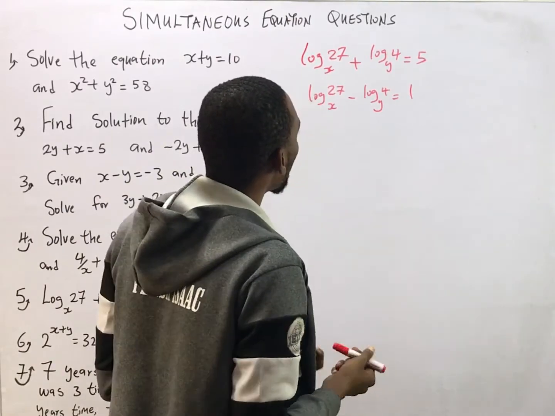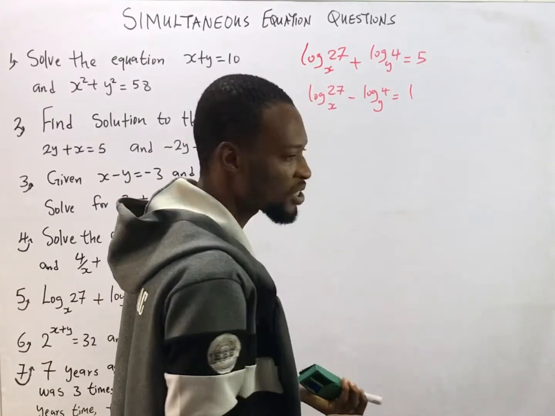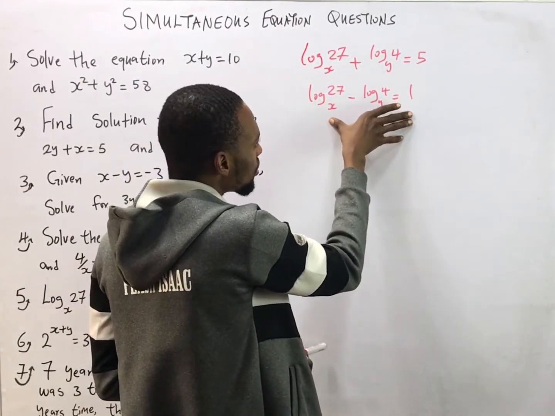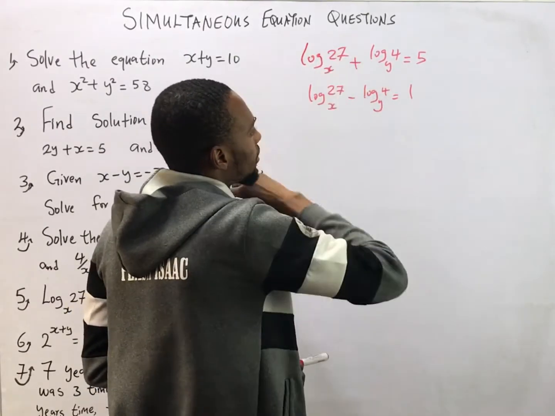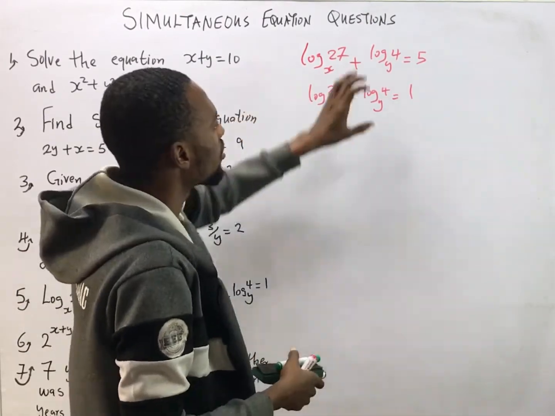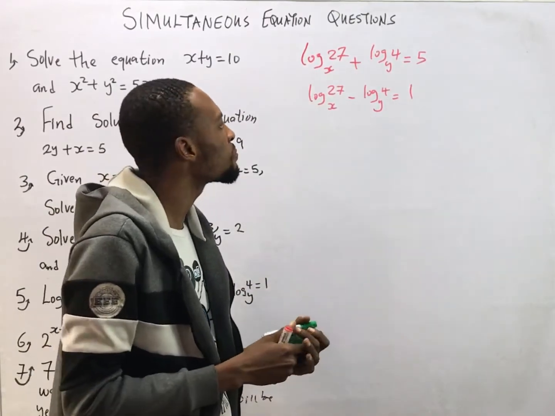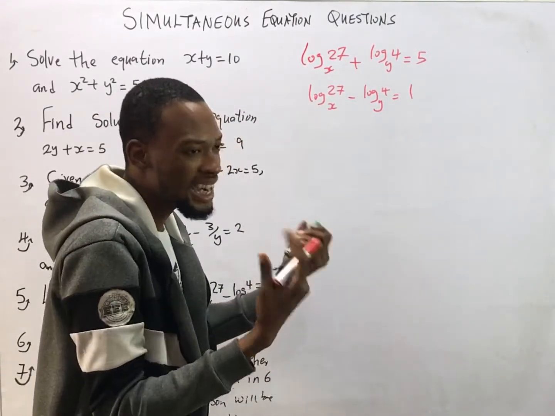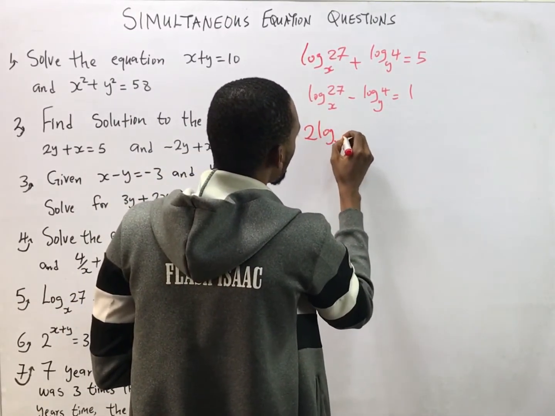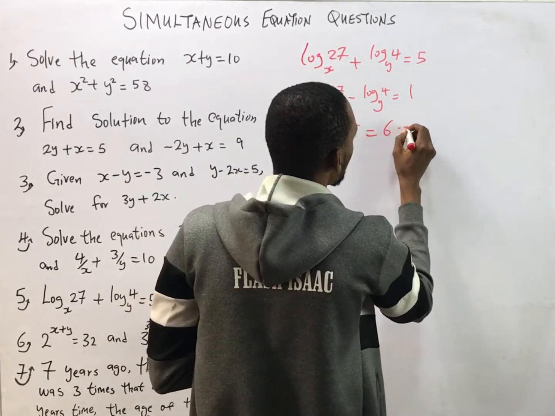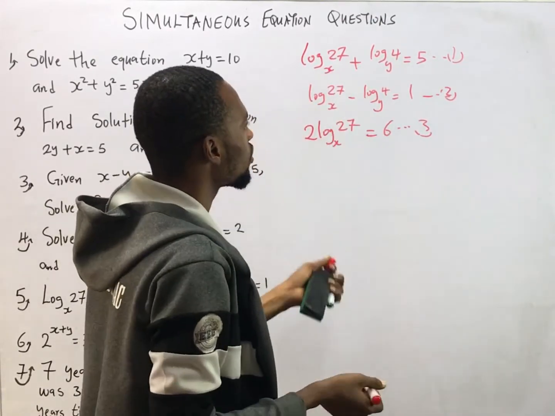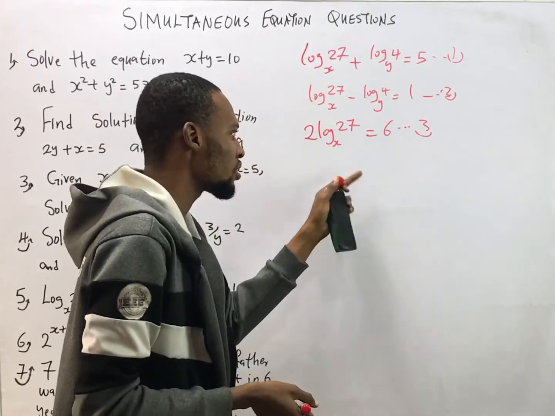Solving this, I can add both equations or subtract. If I'm subtracting these equations, this will disappear. If I'm adding both equations, this would disappear. So it depends on what I wish to do. Let me add them. Adding, this becomes 2 log 27 is equal to 6, 3, 2, 1. Because if you add this and this, they are the same, they will vanish. Add this and this, you get 2 of these ones.